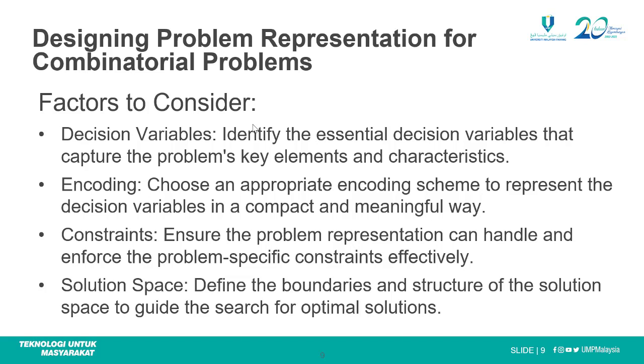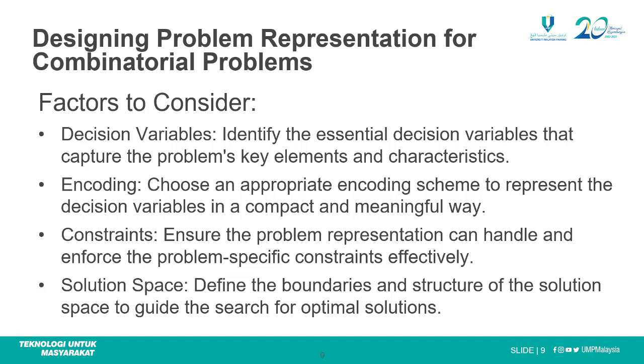Then constraint: ensure the problem representation can handle and enforce the problem specific constraints effectively. And the solution space: define the boundaries and structure of the solution space to guide the search for the optimal solution. So these are some of the factors that we need to consider when designing the problem representation for a combinatorial problem. Again, decision variable: what are the decision variables that we are utilizing? Is it the sequence of the operation, the allocation of certain resources to a problem, and so on? So we need to define this. Then encoding.